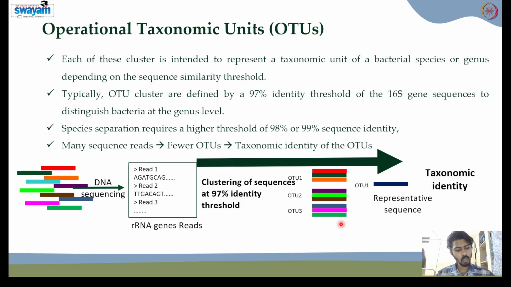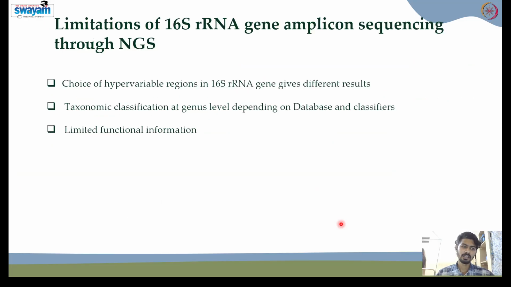So these are all the important concepts regarding the NGS. And if you see the limitation of 16S rRNA gene amplicon sequencing, the first disadvantage is the choice of hypervariable regions in the 16S rRNA gene, which often leads to different results every time. So we have to first observe and choose the appropriate hypervariable regions in the 16S rRNA gene. And the second major drawback is that the taxonomic classification at the genus level also depends upon the database and the classifiers that you are using.